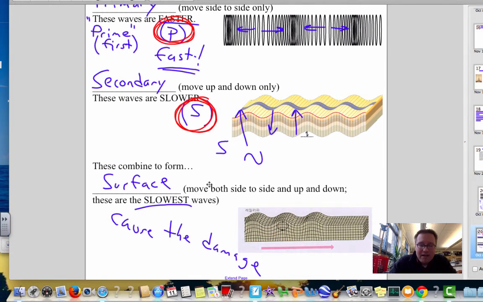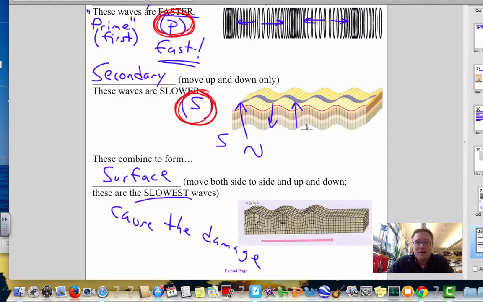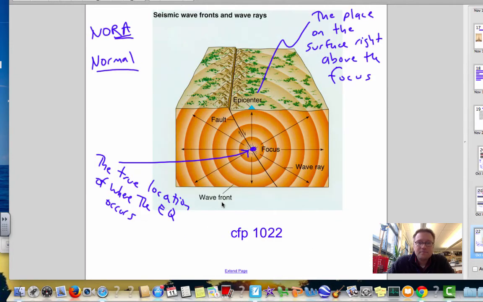The third type is right close to the epicenter. Before those two really get to be pulled apart, when they're still pretty close together, the combination of those two together creates surface waves. Now, these are the most damaging because they're right near where the epicenter is, and they can cause damage on the surface of the Earth.